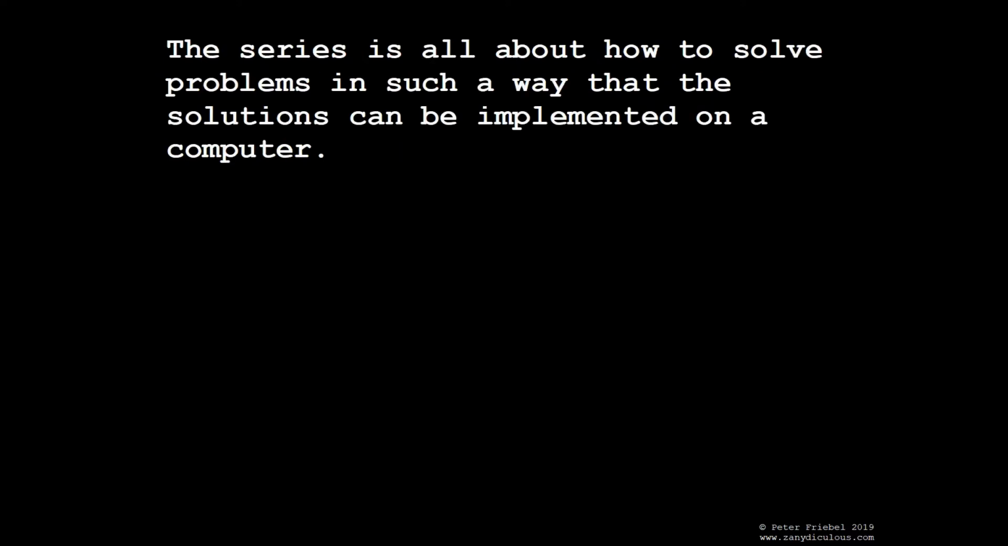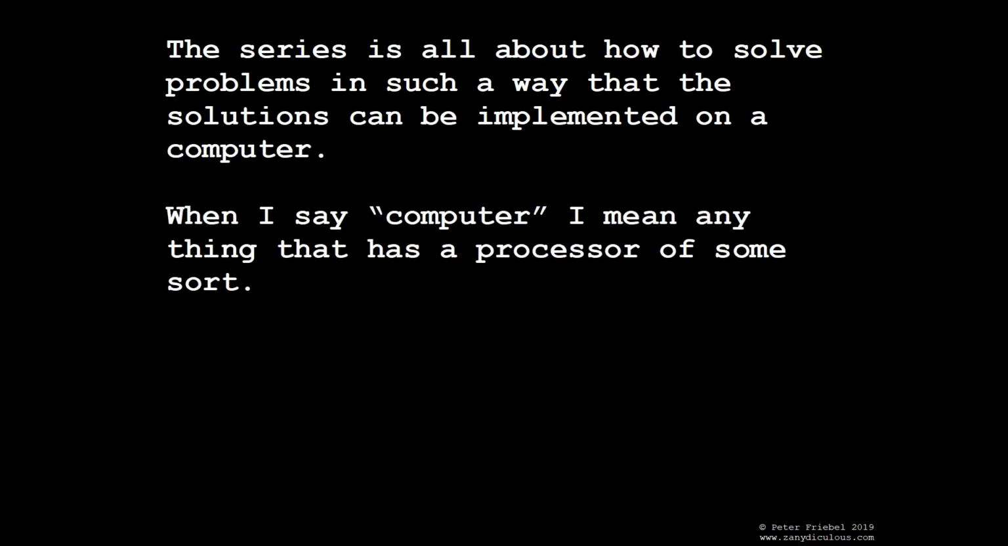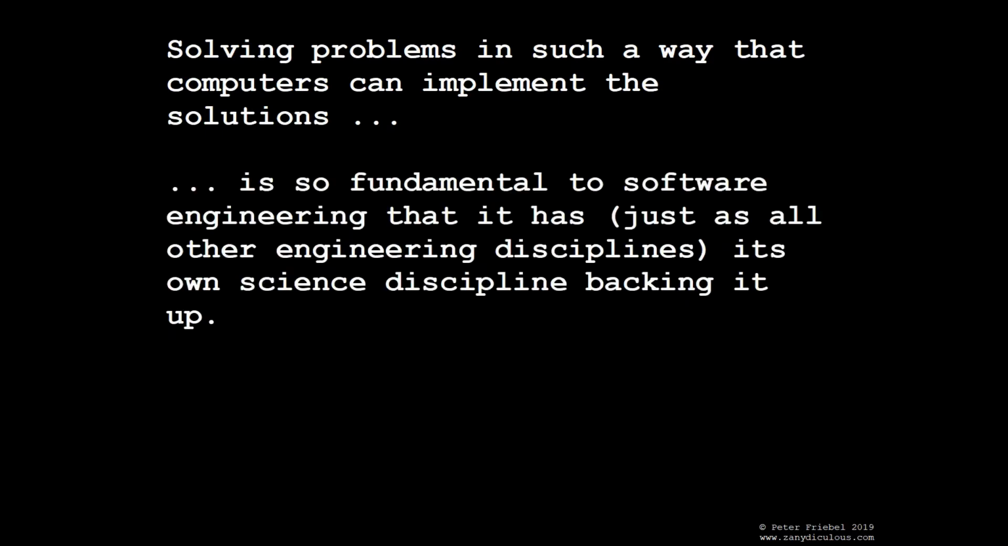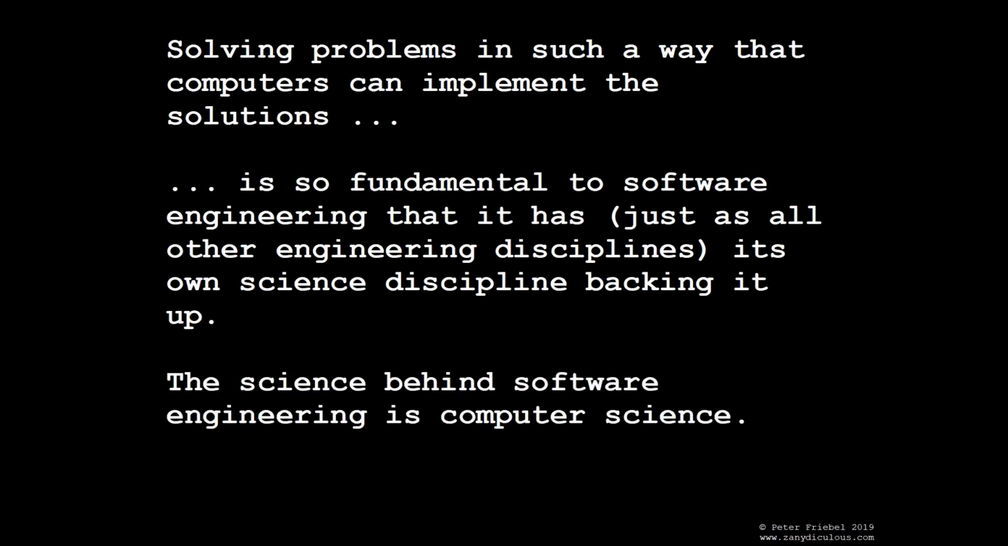The series is all about how to solve problems in such a way that the solutions can be implemented on a computer. When I say computer, I mean anything that has a processor of some sort. Solving problems in such a way that a computer can implement the solutions is so fundamental to software engineering that it has, just as all other engineering disciplines, its own science discipline backing it up. The science behind software engineering is computer science.